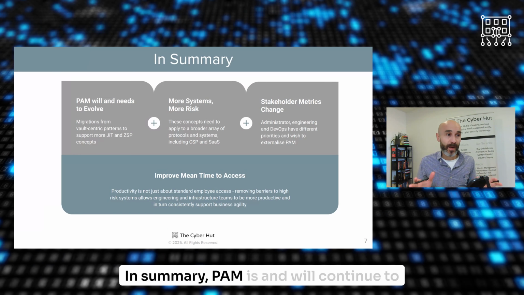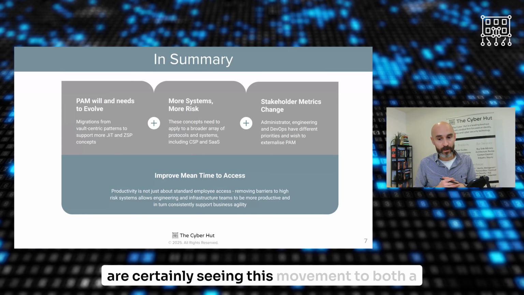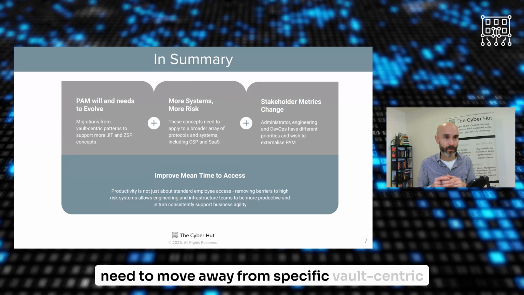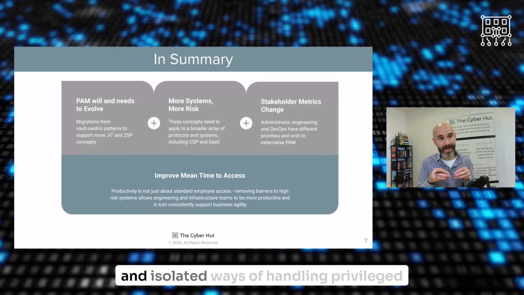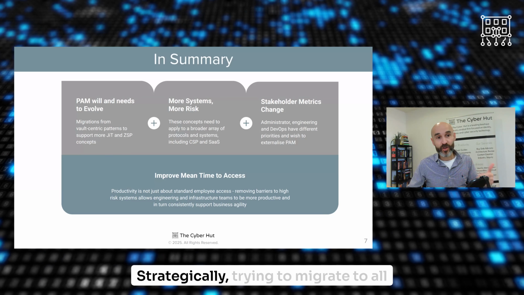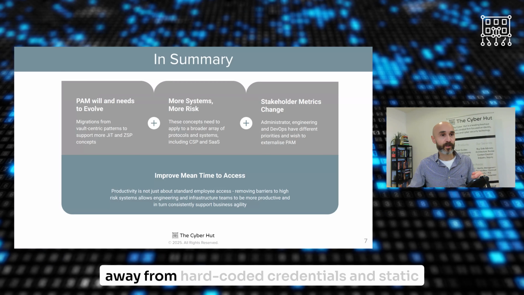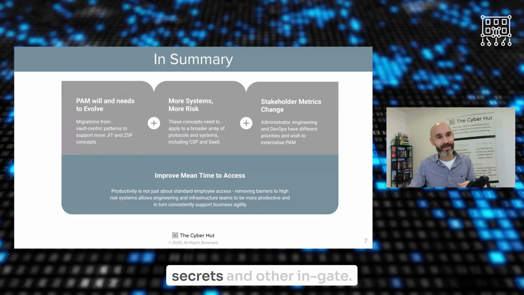In summary, PAM is and will continue to evolve. We are certainly seeing this movement to both a hybrid and pure cloud landscape, where we do need to move away from specific vault-centric and isolated ways of handling privileged access, strategically trying to migrate towards just-in-time access, zero standing privileges, zero standing credentials, moving away from hard-coded credentials and static secrets and the like in GitHub repositories.